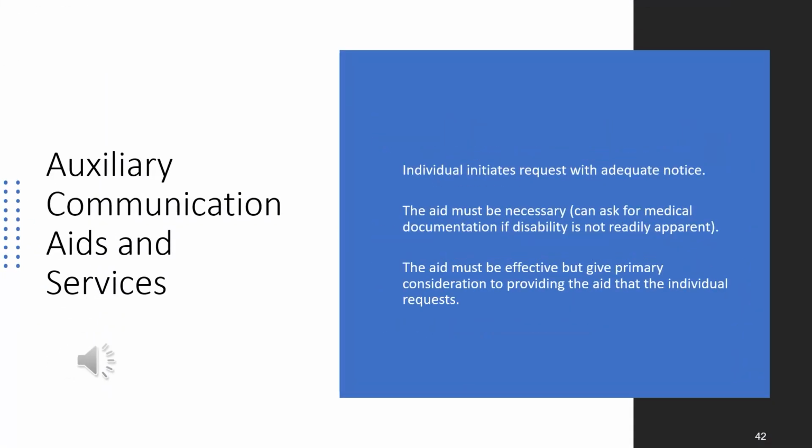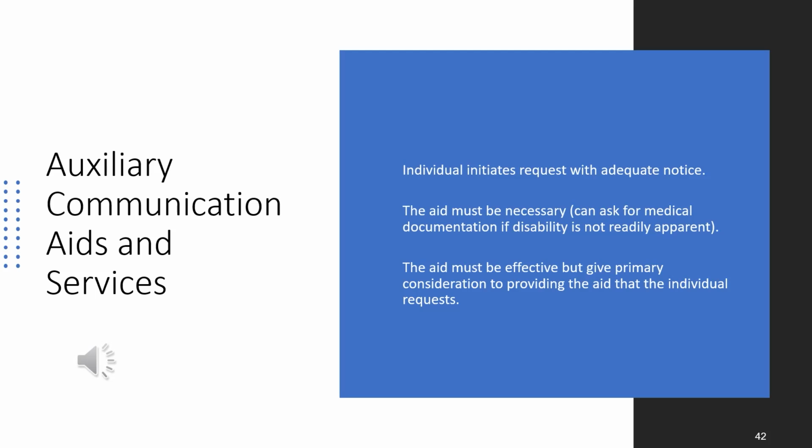It is generally acceptable for a public entity to require an individual to initiate a request for an auxiliary communication aid or service and give adequate notice that it's needed. The aid must be necessary, and a public entity can ask for medical documentation if the disability is not readily apparent.